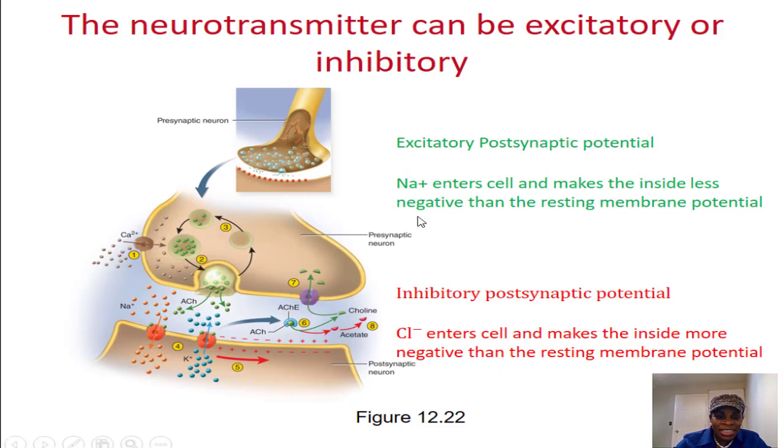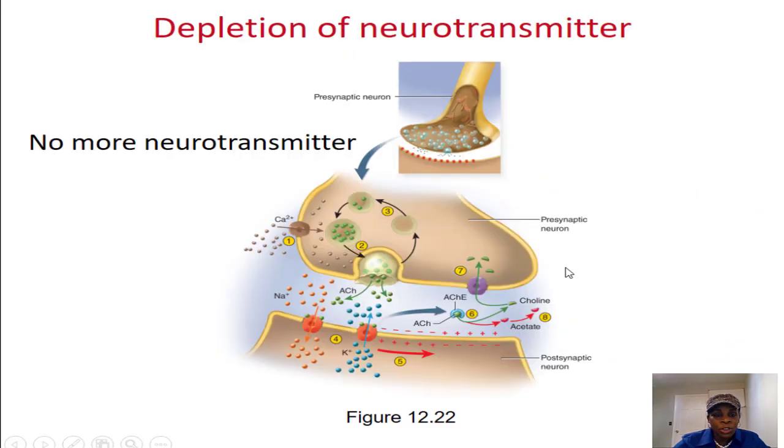If the presynaptic neuron excites the postsynaptic cell to do more, it will open sodium gates for sodium to come in to depolarize the cell so that an action potential can happen. Or it can open chlorine gates so that chlorine can come in to make the cell even more negative to stop it from firing an action potential. We call that inhibitory postsynaptic potential.